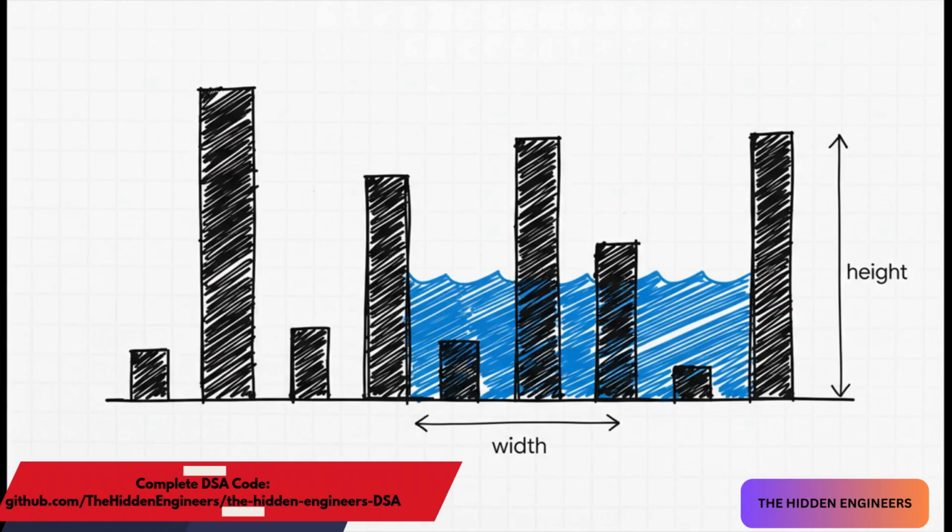Okay, here's the problem. Imagine you have an array of numbers, and each number represents the height of a vertical wall. Your job is to find two of these walls that, if you put a floor between them, would hold the absolute most water. And the amount of water you can hold is, of course, the distance between the walls, the width, times the height of the shorter of the two walls.